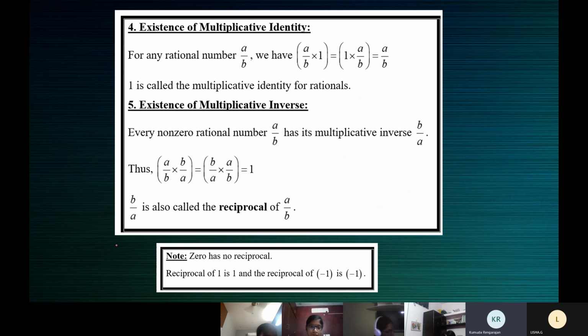Additive inverse is also called the negative of a rational number. Negative means take the opposite sign. For the negative of a rational number, write the same rational number with the opposite sign. Negative of -2/3: you should write the rational number 2/3 with the opposite sign. So minus will become plus, so plus 2/3. Take the absolute value, or the numerical value, and fix the opposite sign.